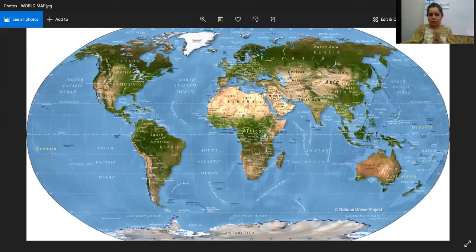Europe is cold, and they have different biomes, but this is the only continent without any desert. So there are foxes, raccoons, elves, and there are leopards as well, and wolves. Different kinds of animals. It's very green and very beautiful.